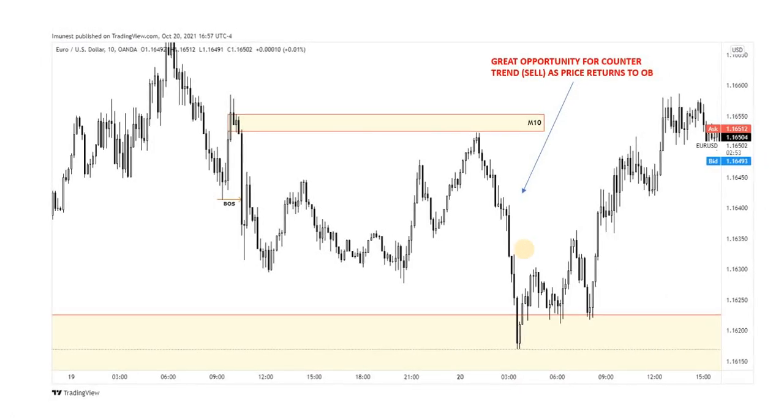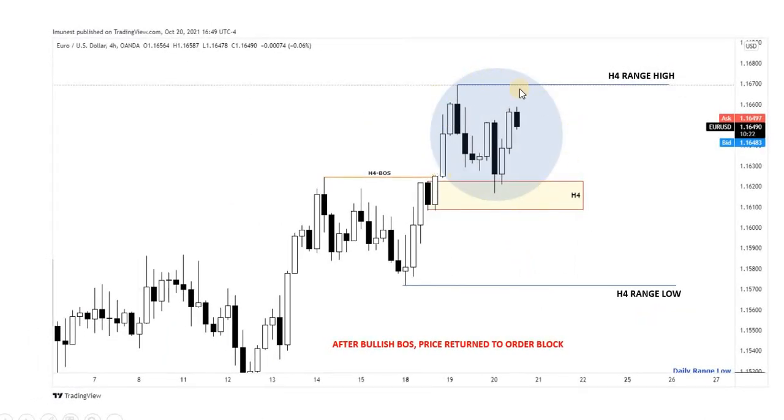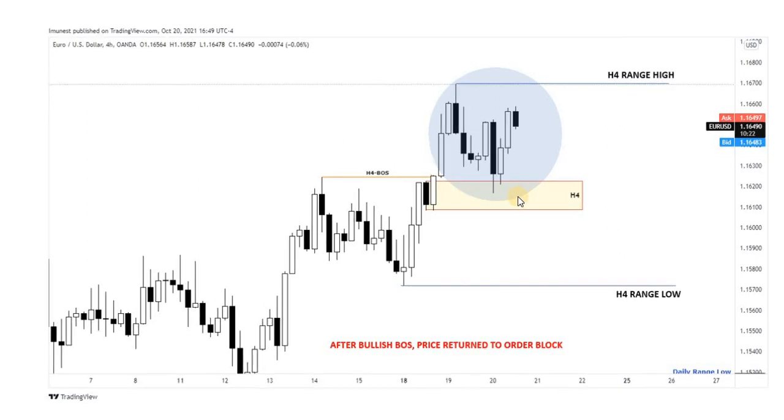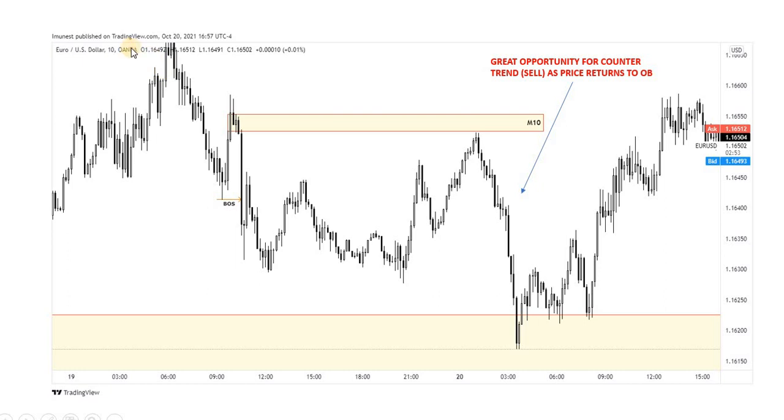So this is just explaining in detail whatever we see here in this circular section, and we have it here as well. And you can see that under the 10 minutes time frame, we have a 10 minutes order block that actually led to the break of the structure, and you can see that price actually went to mitigate it. And what a beautiful trade. Once again, I didn't see this trade, I didn't take this trade. Great opportunity for counter trend sell as price returns to order block.